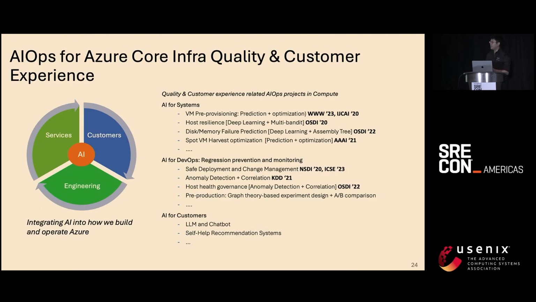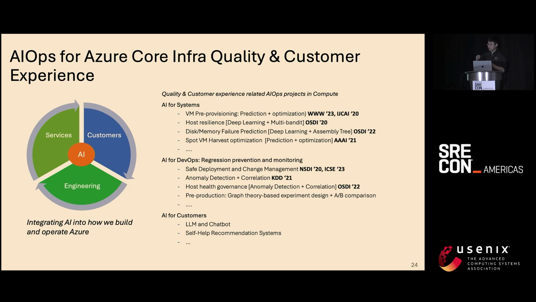Before that, I want to talk about what we are doing in Microsoft in terms of AIOps. We have been collaborating with industry partners and also academic partners like Dr. Huang on applying AI for system design, for DevOps improvement, and for customer enhancement. For example, for AI for systems, we are doing VM provisioning optimization. We are doing host resilience optimization using multi-armed bandit reinforcement learning, trying to make it smart. We are using AI to do disk failure and memory failure prediction, and also spot VM optimization, harvesting optimization, something like that.